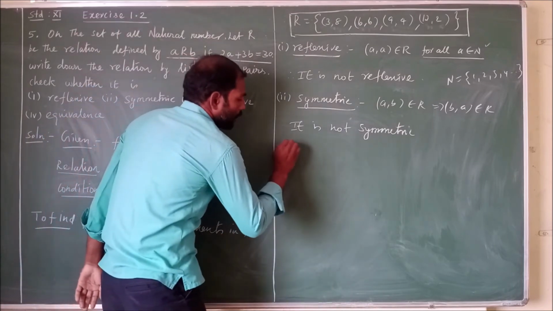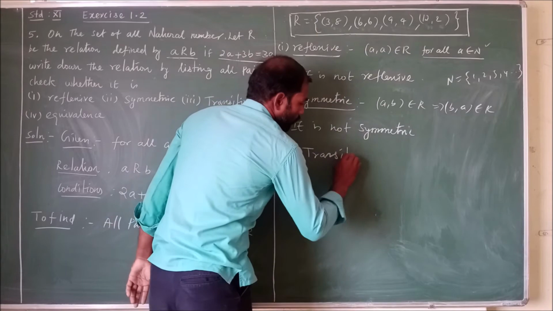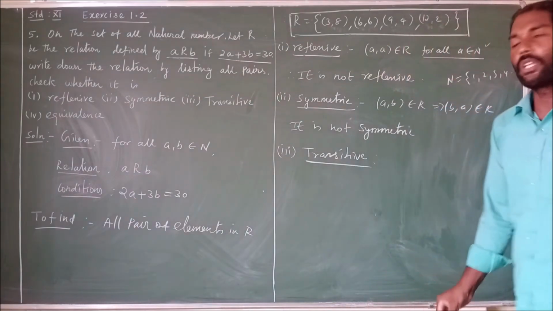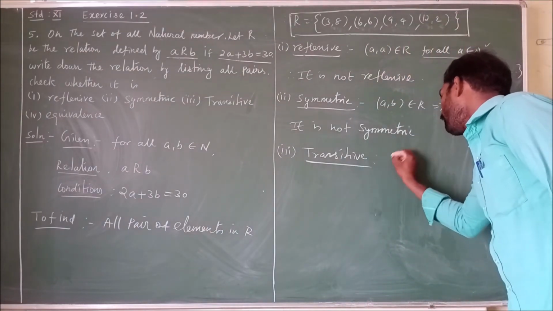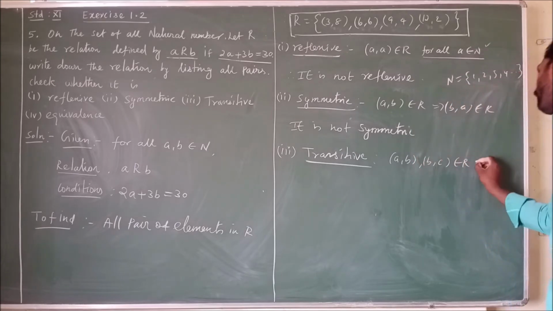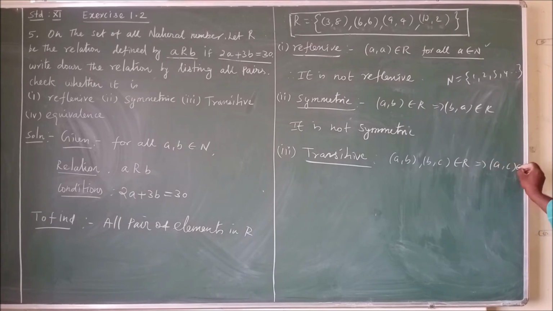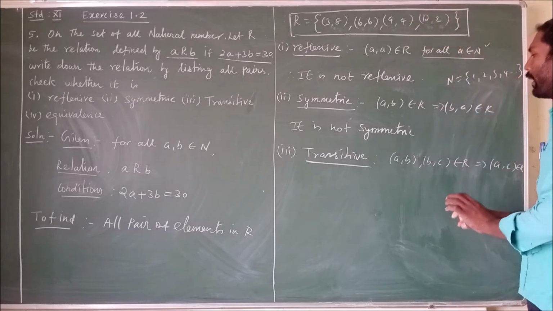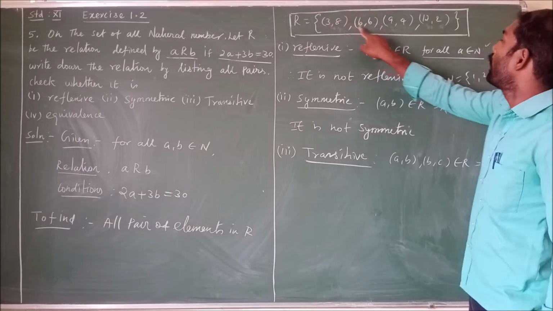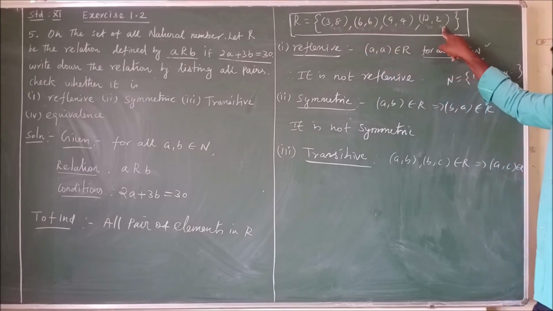Third one is transitive. The basic definition for transitive: (A, B) belongs to R and (B, C) belongs to R implies (A, C) belongs to R. So check this condition for the relation. (3, 8) is in R, but we need a pair starting from 8, and no other pair starts with 8.